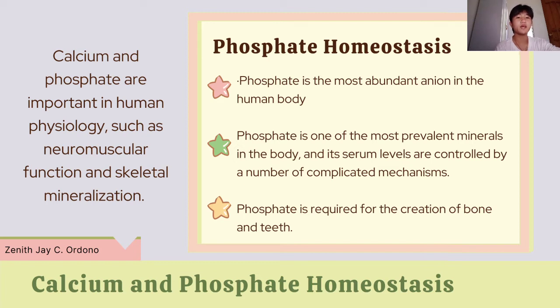PTH, or the parathyroid hormone, is a hormone produced by your parathyroid glands that regulates calcium levels in your blood. It is also in charge of phosphorus or phosphate and vitamin D levels. When your body produces too much or too little parathyroid hormone, it might induce symptoms associated with elevated blood calcium levels.